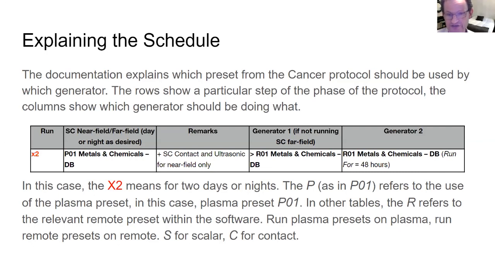Then you've got generator 2, which has R01 again. But that's the third generator. So we've got a 3-generator system going here. One that's running your Spooky Central, one that's running generator 1 and one that's running generator 2. So you've got a plasma set, you've got the remote sets, and you're doing it for 2 nights.